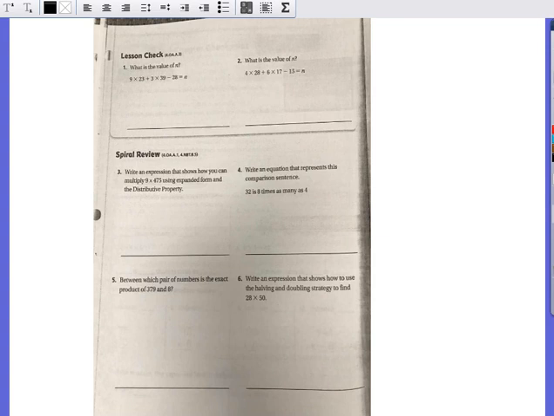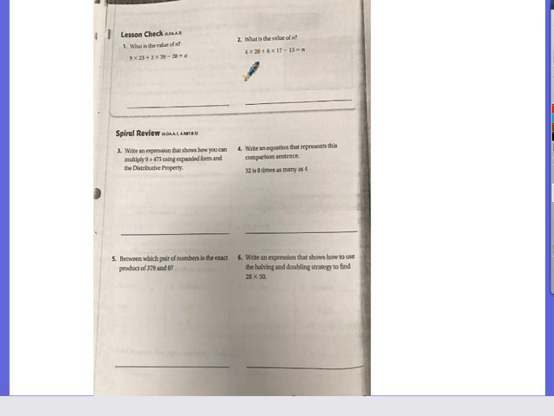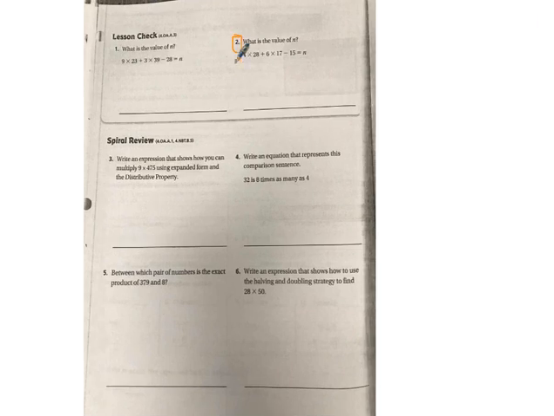Alright, so since you've done a bunch of these already, let's just do one. Okay, let's do number 2. Write an expression, how you can multiply, write an equation that represents. Let's do number 4, and let's just keep it simple. Let's do number 6. Okay?